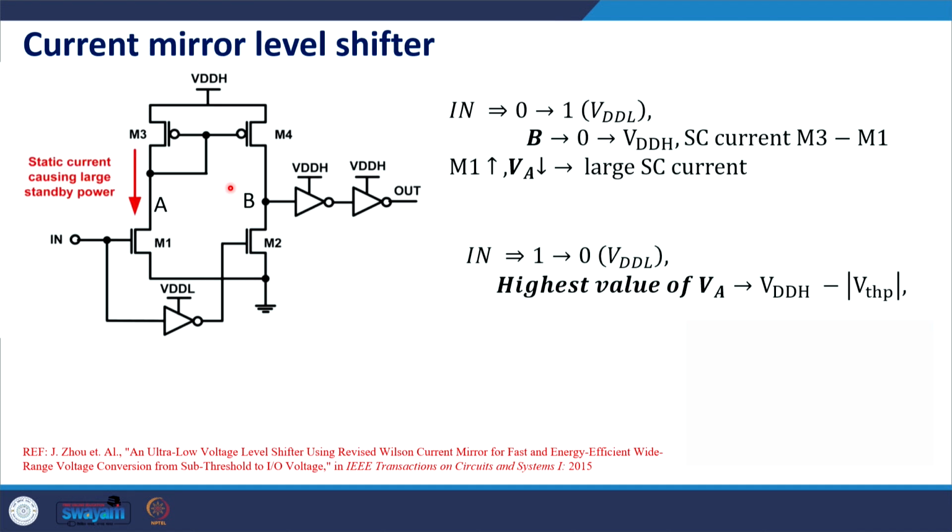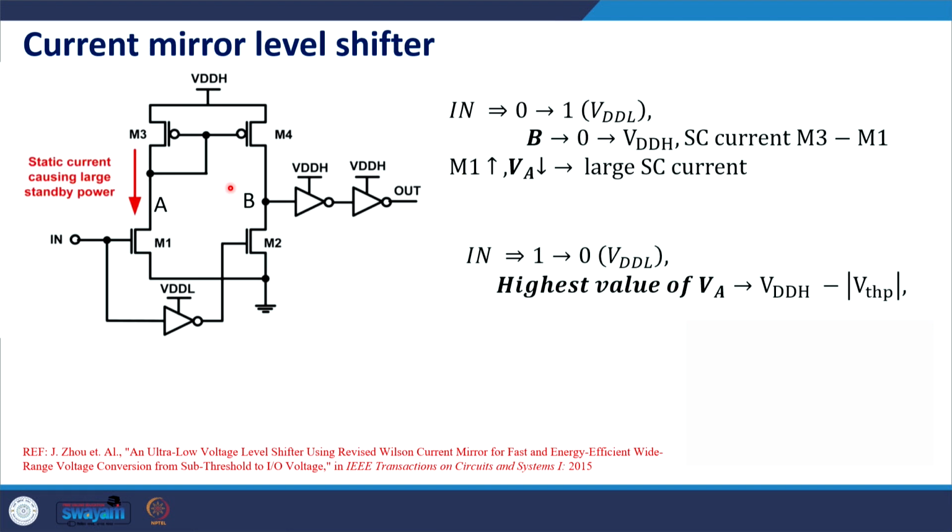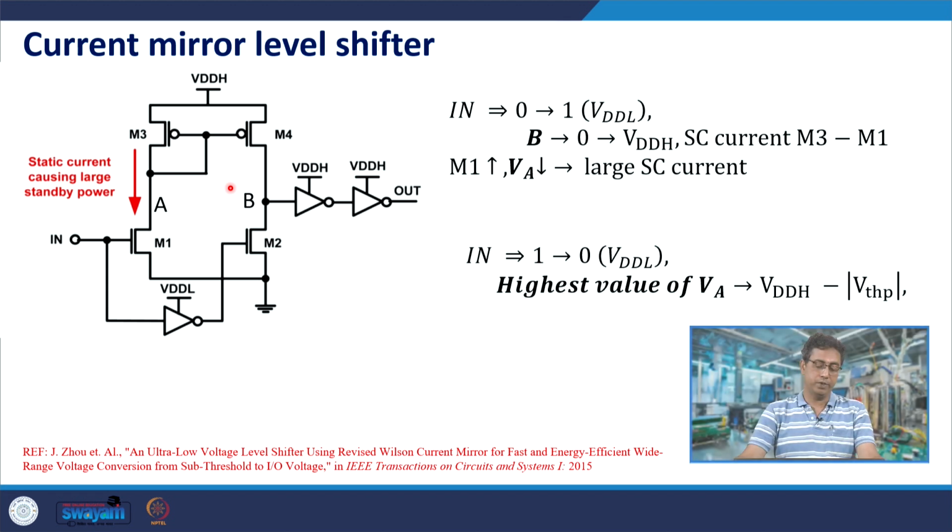Now, let us look at an improvement over this. Static current, not one minute, there is no static current, because M4 turns off eventually. The static current comes in the next one. So, now let us discuss the current mirror based level shifter.